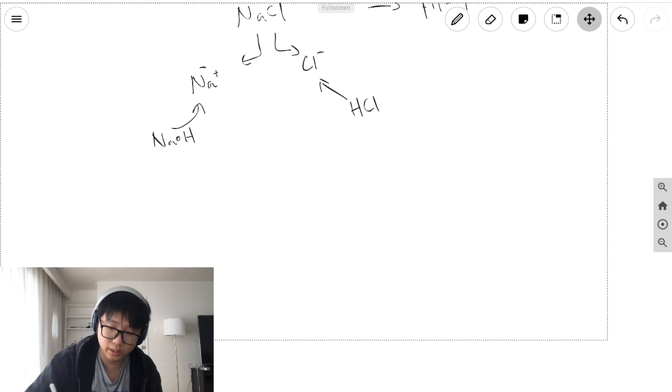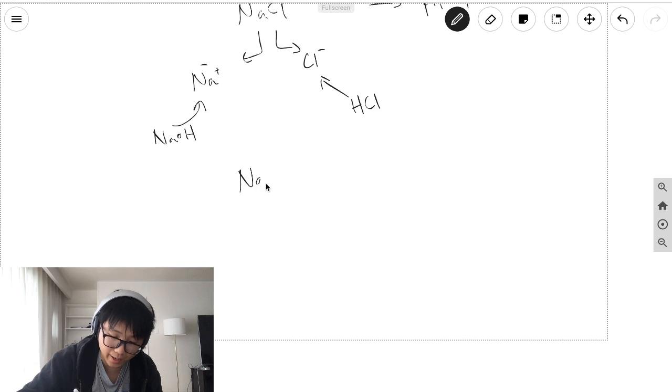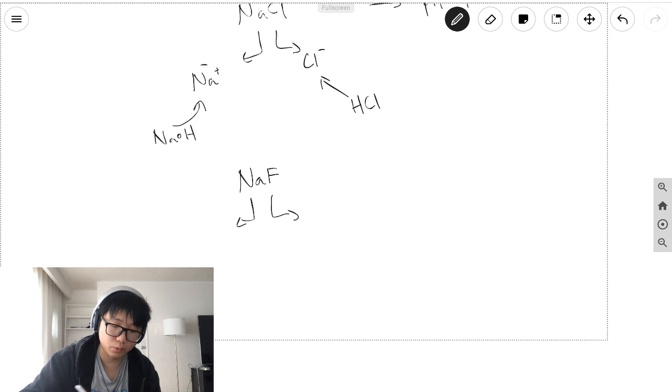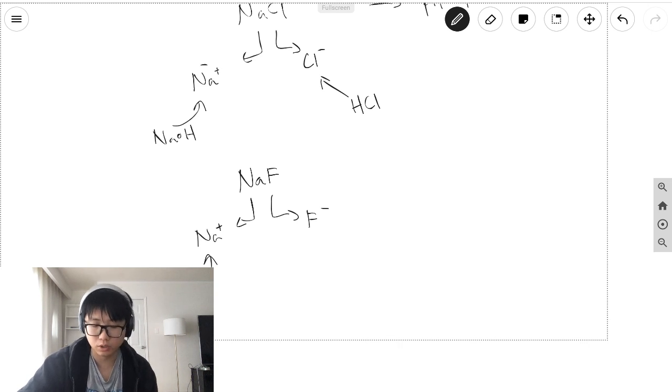So let's look at another example. What happens if I have NaF? Well, NaF, let's break them down into their two components again, and we have Na plus and F minus. Na plus again came from NaOH, so if it came from a strong base, it's going to be a very, very weak acid, so it's not going to do anything. F minus though came from HF, and is HF a strong acid or a weak acid? Yeah, a weak acid means the conjugate base is also going to be weak.